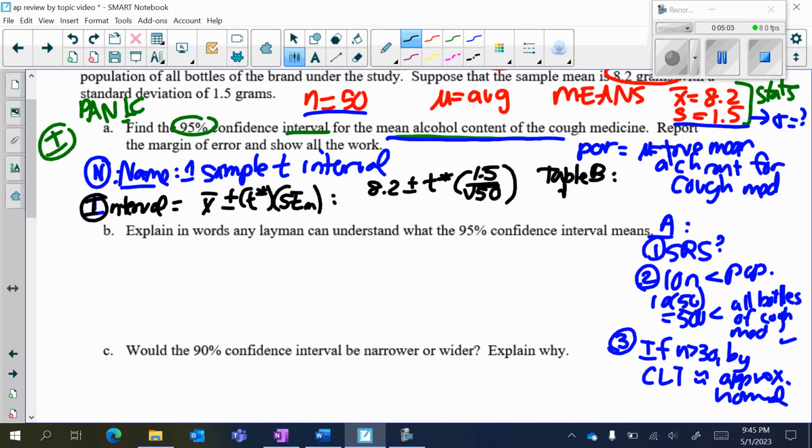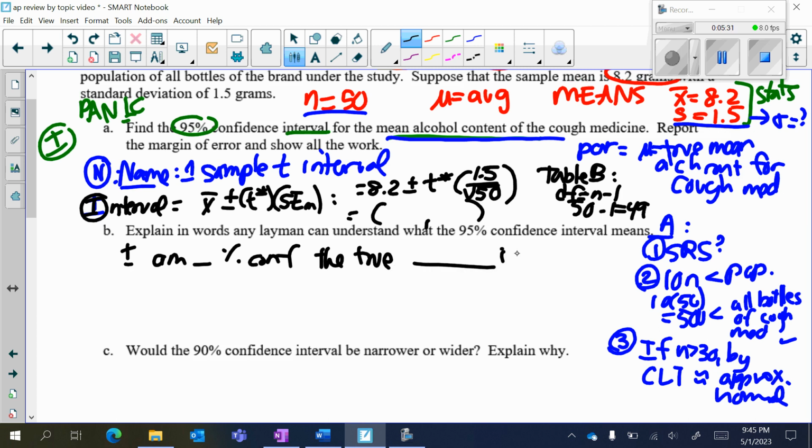and we would look up the degrees of freedom, which is n minus 1. So if we did 50 minus 1, we would get 49, and we would look to see if it is on the table or not. If it is not on the table, what we could do is just leave the t star empty, and you could write df 49, and then you would just go to your calculator for the answer, and then you would make your sentence. So you say, I am blank percent confident the true blank is between blank and blank.